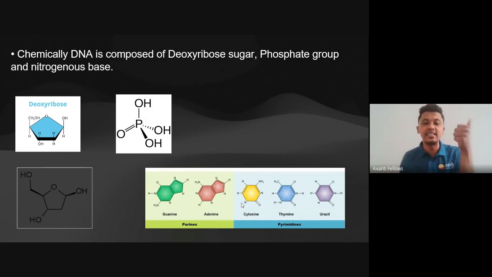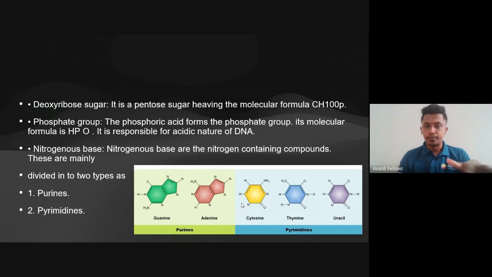And the rest three, that is A, C, G, are common in both our DNA as well as RNA. All right. So when we talk about our DNA, as I told you, one is the phosphate group, H3PO4, and then we have our nitrogenous bases, and then we have our deoxyribose sugar. Now our focus should be on understanding our bases.